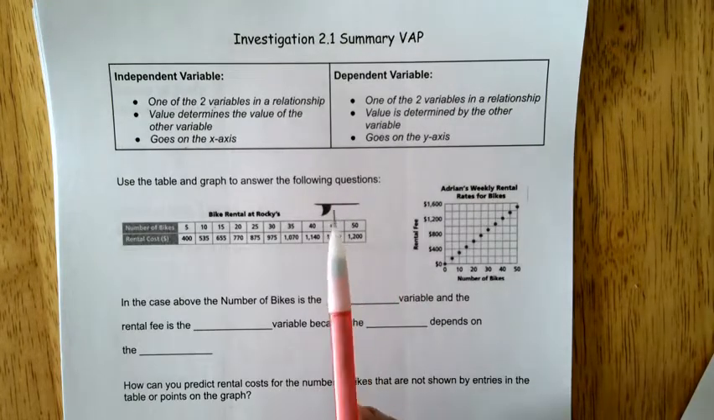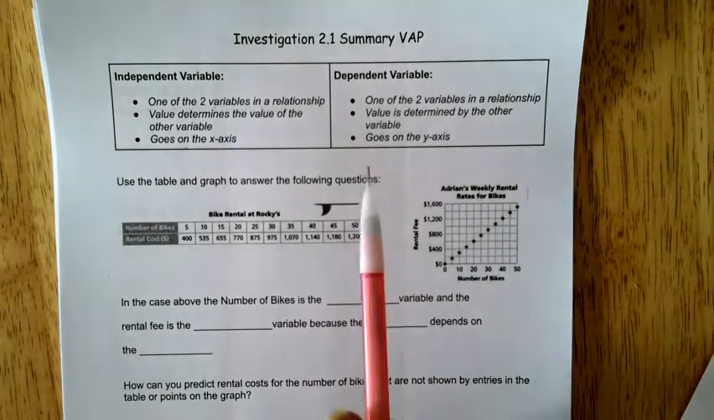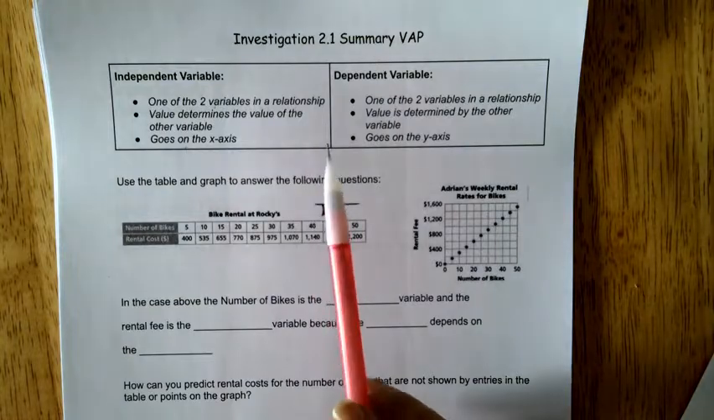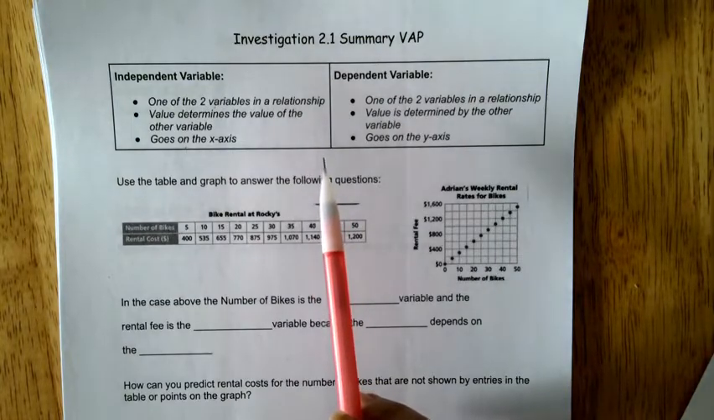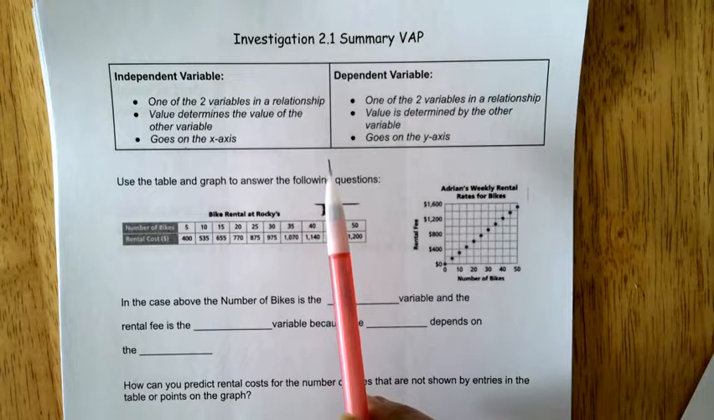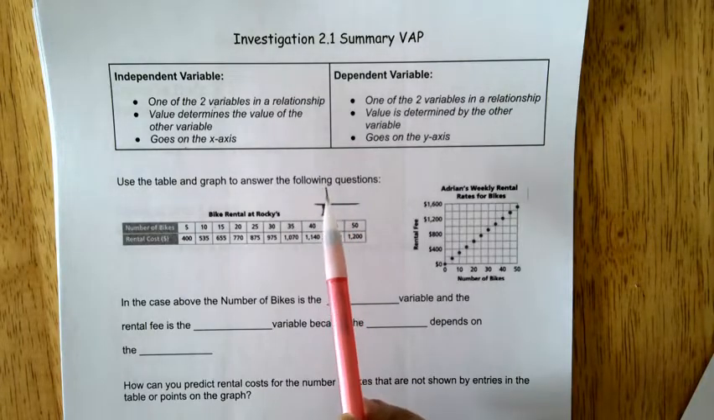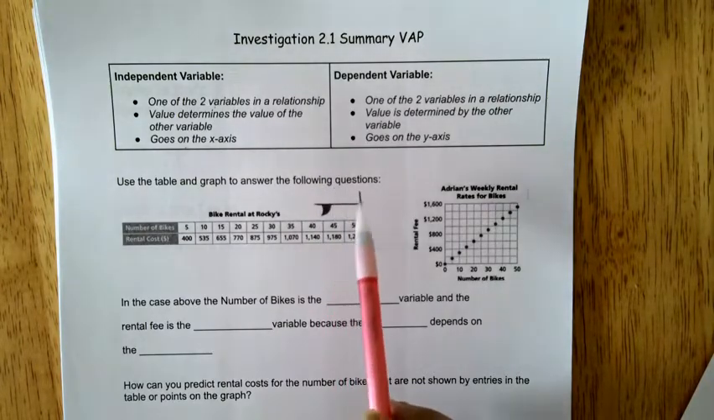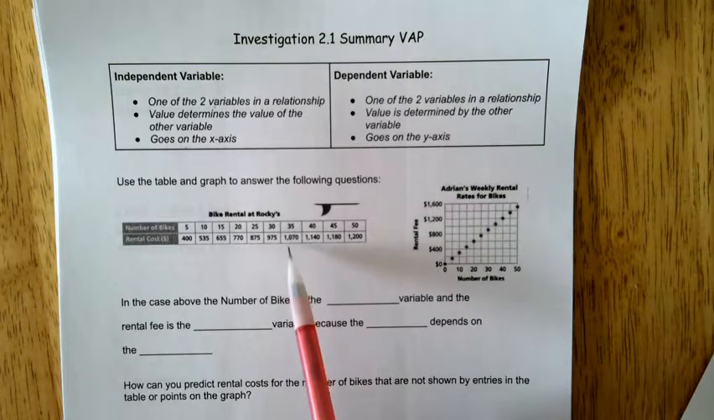So if you want to think of dependent and independent variables, your independent variable could be the time that you spend studying, and your dependent variable could be the grade that you get on an assessment. Okay, so your grade depends on the time that you spent studying.